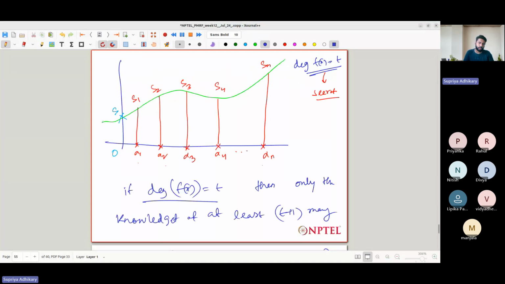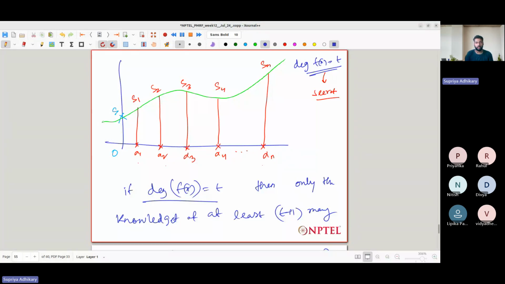So if you want to reconstruct this f(x), then we need at least t plus 1 many points, and that was the protocol. So whenever we want to reconstruct this secret s, at least t plus 1 many parties have to come together and share their secret shares among each other, and each of them will reconstruct this polynomial. After the reconstruction, they can evaluate that polynomial at 0, and they can get back this s. So that was the whole protocol.